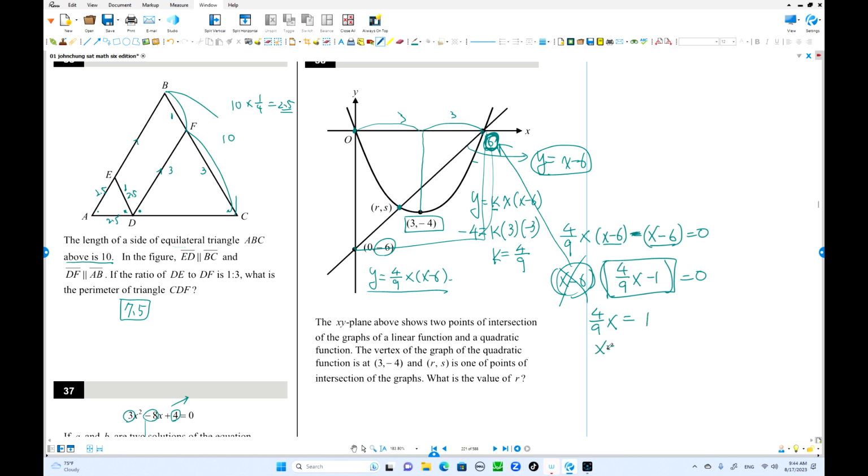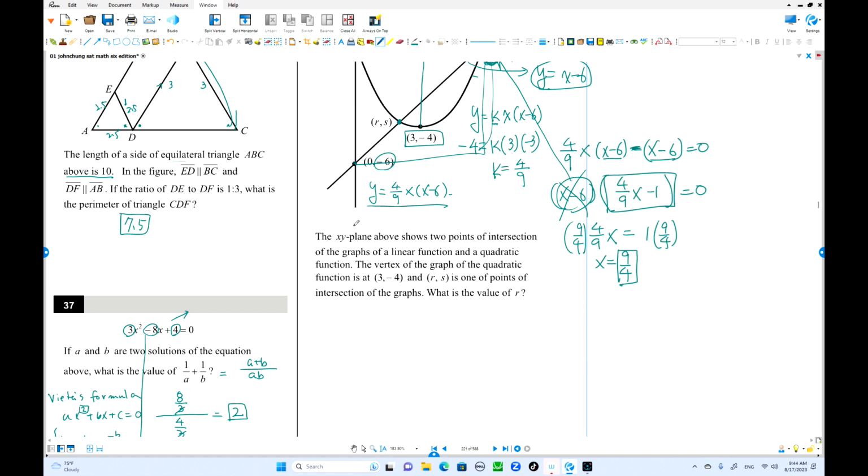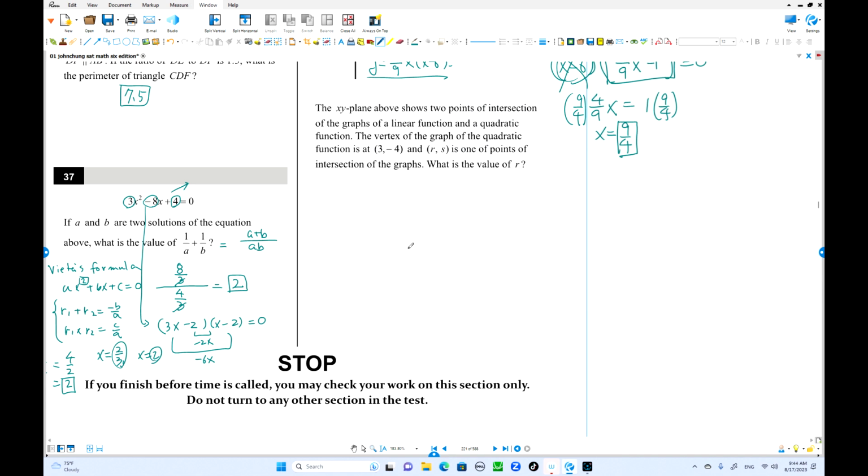So multiply by 9 over 4 on both sides. It's going to be 9 over 4 that is the answer. That's the answer to number 38. We just finished section 4, number 38.